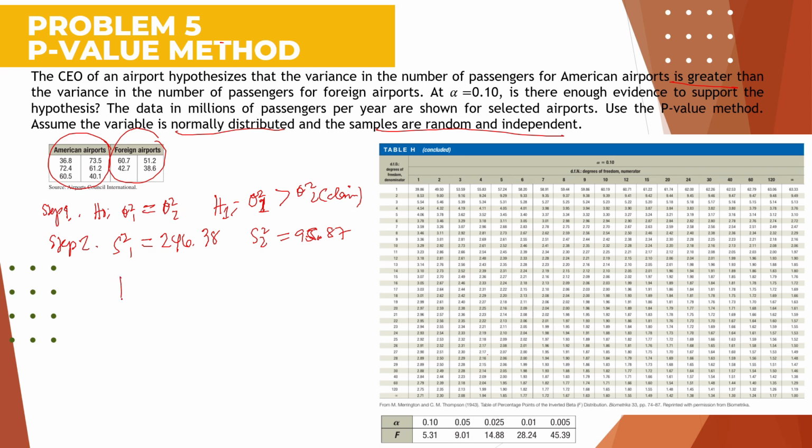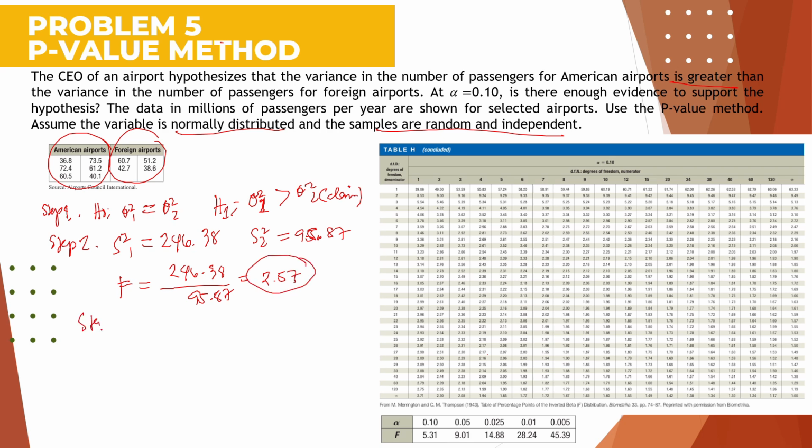So now our F test is equal to the larger variance, 246.38, over the smaller variance, 95.87. By the use of the calculator, we have computed 2.57 as our F value.